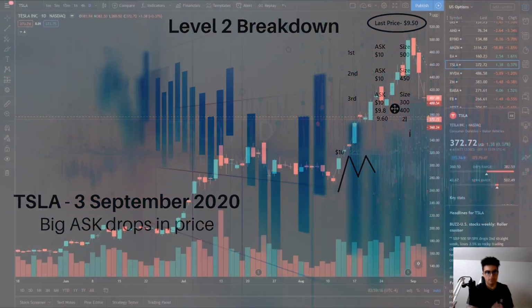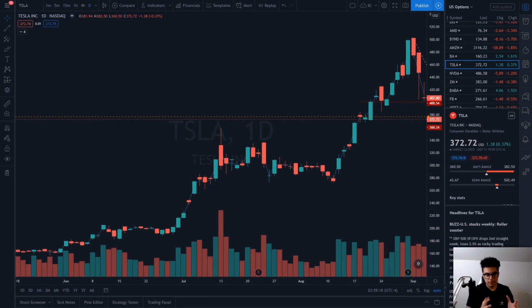On the level 2 box. Before we jump onto the actual recording of Tesla from 3rd of September, let's look at the bigger picture first, on the one-day chart of Tesla, what was happening with this particular stock. This is Tesla after the split. It pumped for a day and then it got rejected around the $500 mark.